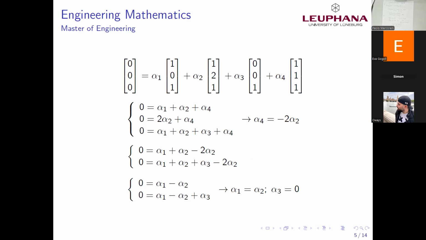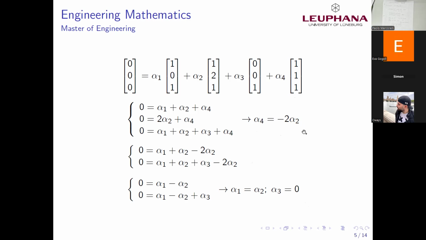We have to demonstrate that they are depending, right? Or dependent, as you want. Here's a demonstration. We can see at the end that we have two conditions. Let me express it in this form here: alpha 1 equals alpha 2 and alpha 4 equals minus 2 alpha 2.